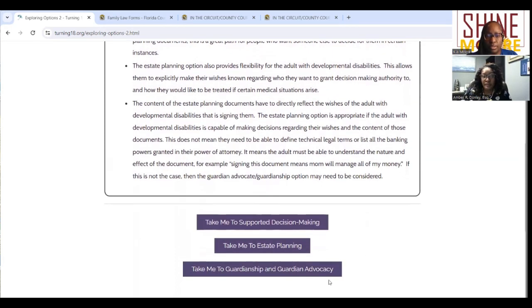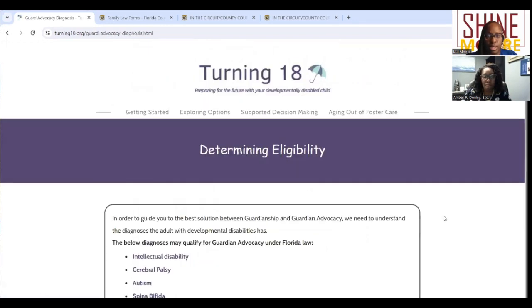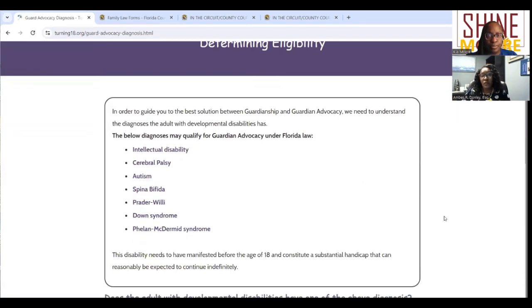Okay. So I see it just continues to go, and here's information on guardian advocacy. So this gives you more information and allows you to determine whether or not your loved one qualifies for a guardian advocate. So there are very specific diagnoses that one must have: an intellectual disability, cerebral palsy, autism, spina bifida, Prader-Willi, Down syndrome, or Phelan-McDermid syndrome.